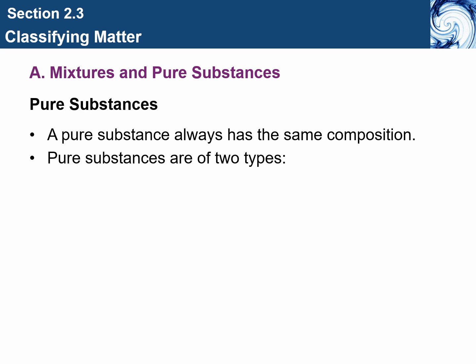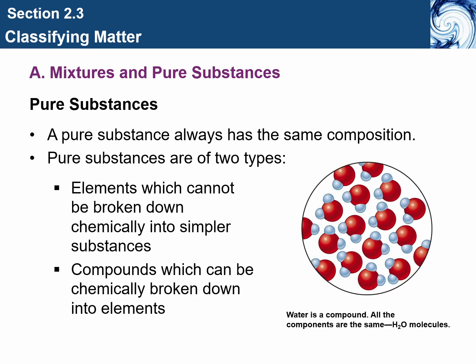A pure substance is divided into two types. We have elements, which we learned about, and compounds, which we technically learned about, but not really. An element cannot be broken down chemically into a simpler substance. It contains one kind of atom. A compound can be chemically broken down into separate elements because it contains two or more kinds of atoms that are joined in a fixed combination.